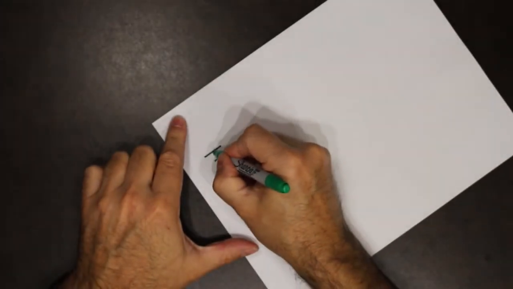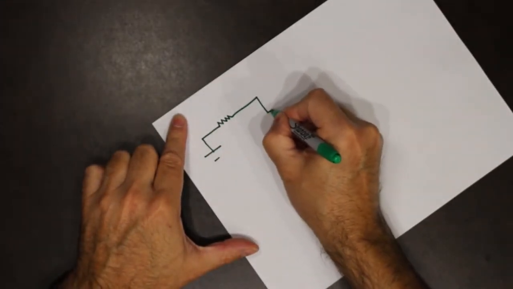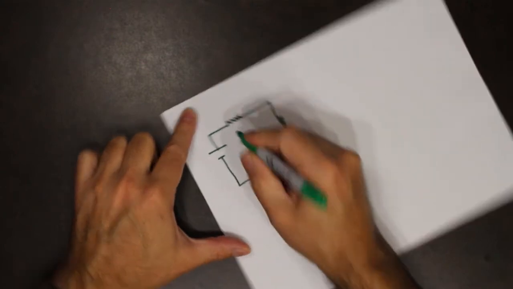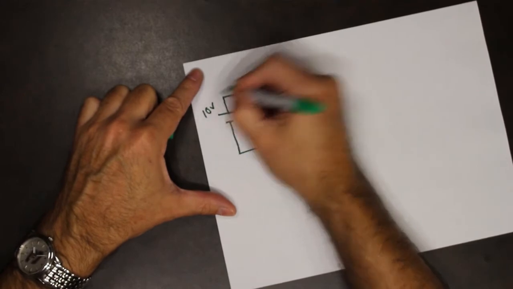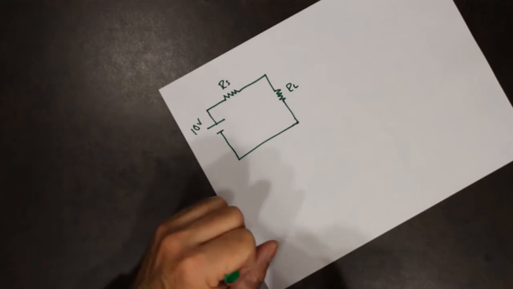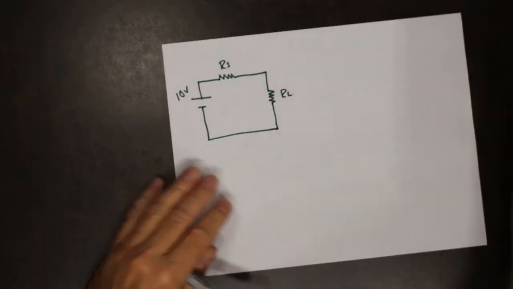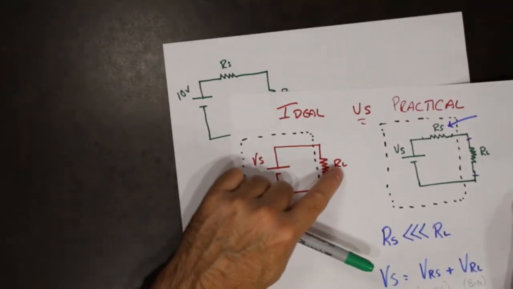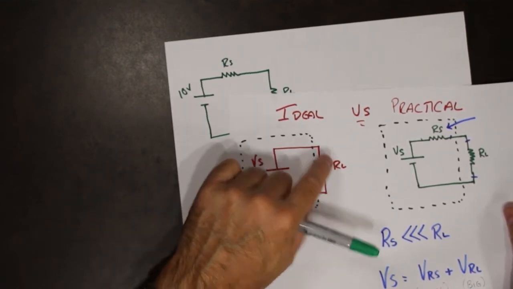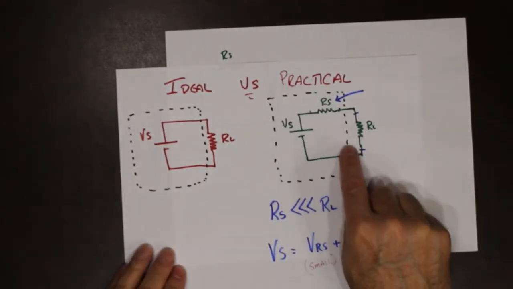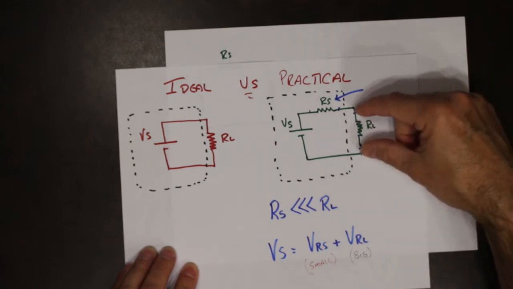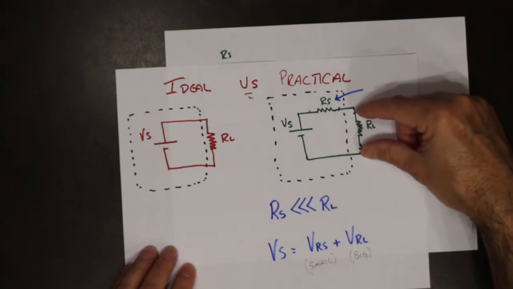So if I have a circuit, and I'll just show you mathematically, basically, if I had 10 volts and RS and RL. So if we go back to the ideal, doesn't matter what the load resistance is, we're going to get the source voltage across it. In order to make the practical as close as possible, if we varied RL, the voltage across here should not vary that much.